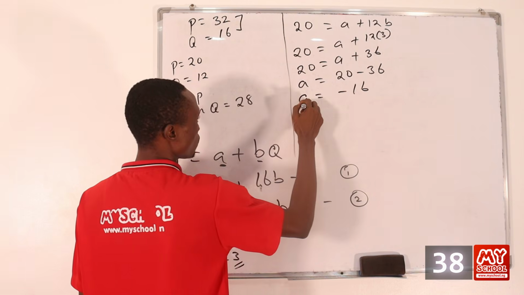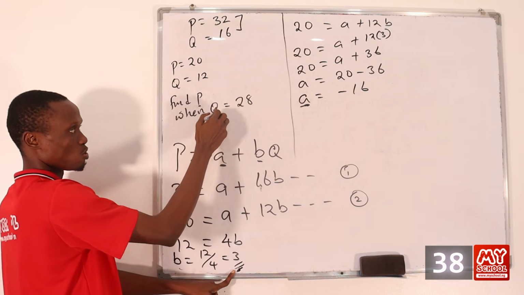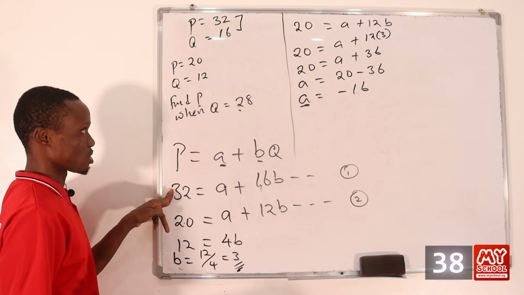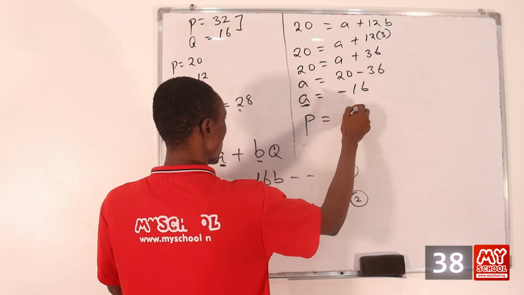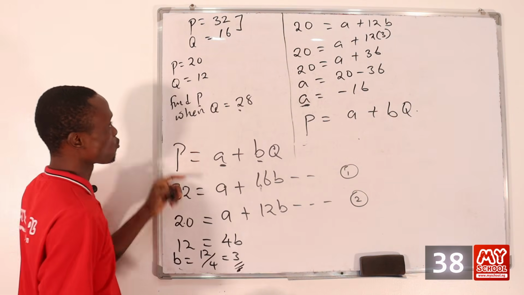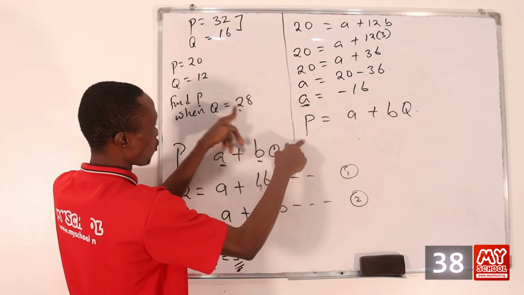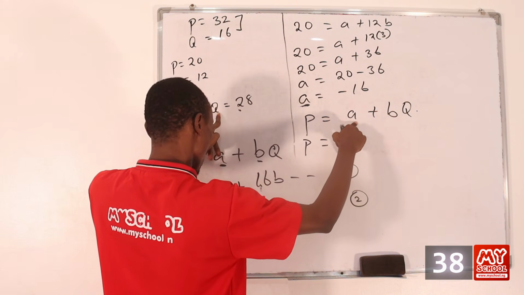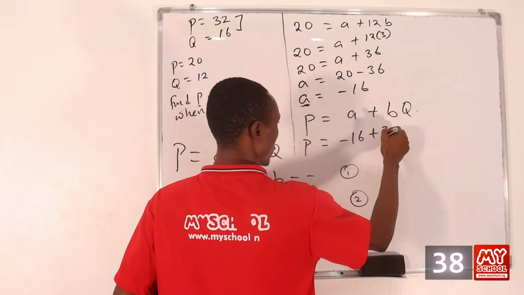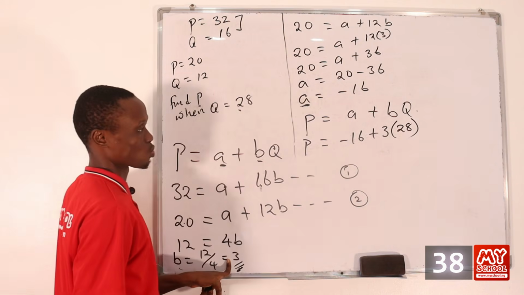Now that I've gotten the value of A and the value of B, remember in this question we are asked to find the value of P when Q is 28. We can use any of the equations, so let's use the first equation: P = A + BQ. This is the expression for the question. We are looking for P when Q is 28, so P = A, which is minus 16, plus B, which is 3, times Q, which is 28. So we put the 28 here.